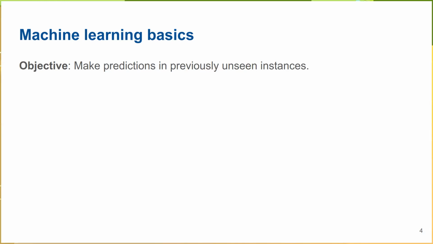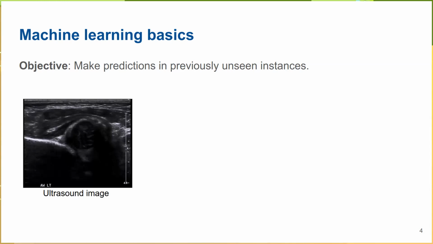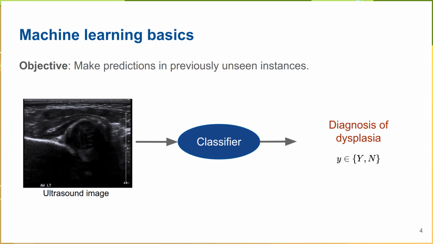The main objective of machine learning is to make predictions in previously unseen instances. That is the main idea. That is what machine learning was designed to do. For example, we can have an ultrasound image, in this case of the hip of a baby. Then we want to input this image into a classifier, and then we want the classifier to tell us, oh, does this person have dysplasia or not?